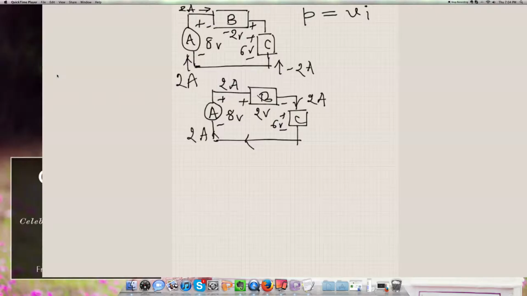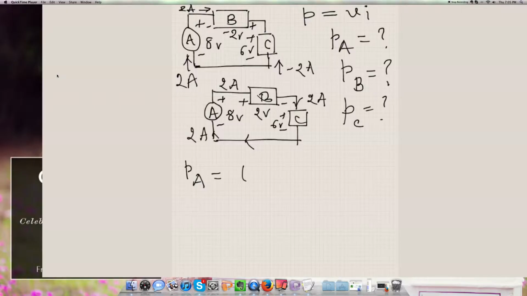Now we have to determine the powers associated with A and associated with B and associated with C, okay? And remember, power is given by the product of voltage and current. So we would see P sub A equals voltage associated is 8 volt, current is 2 amp. So here is a product.